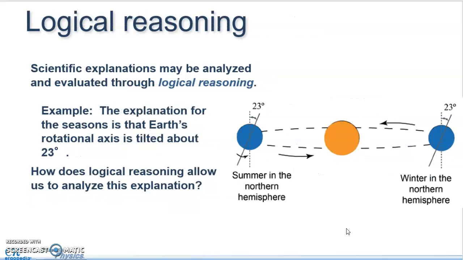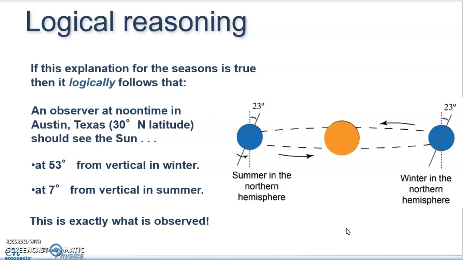All right, so another example, logical reasoning. If you're trying to explain the Earth's seasons, because the Earth's rotational axis is tilted, it would follow logically that if you are observing at a location that's 30 degrees north latitude, then a little bit of math would reveal that in the summertime the sun should be 7 degrees from vertical. In the wintertime it should be 53 degrees from vertical, and that's what you observe. So that is objective and repeatable every year.